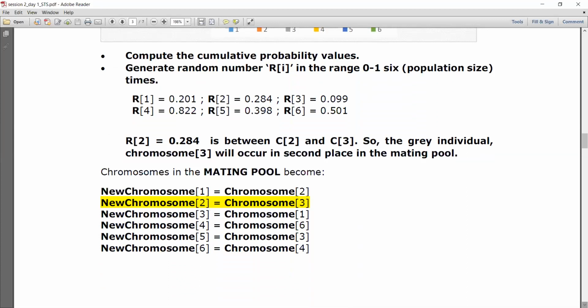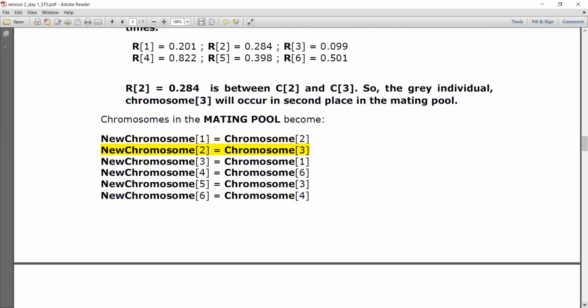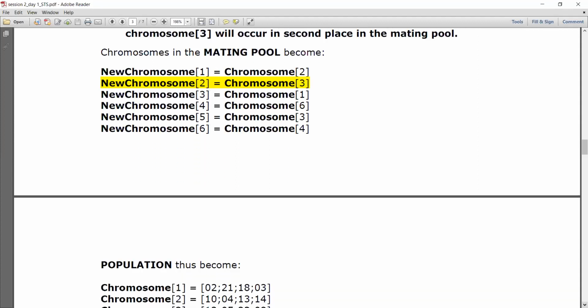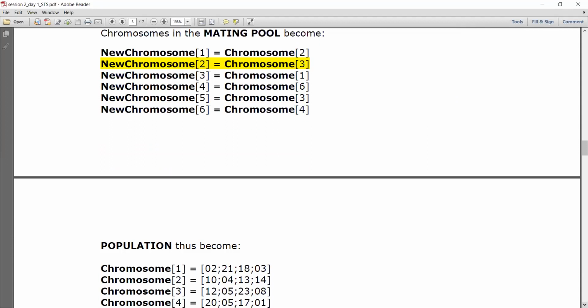I have given only one example because we are running short of time. Initially we started with one pool called the random population pool. Now we are going to replace that random pool with a parent pool. We call it the mating pool because these members are going to act as parents for the reproduction process. Now we are going to generate new chromosomes. The sequence is going to be changed.